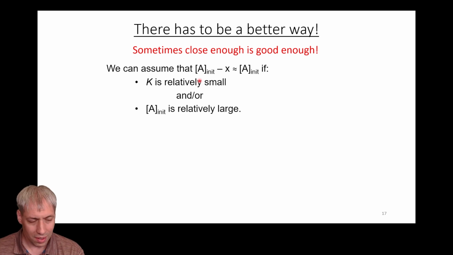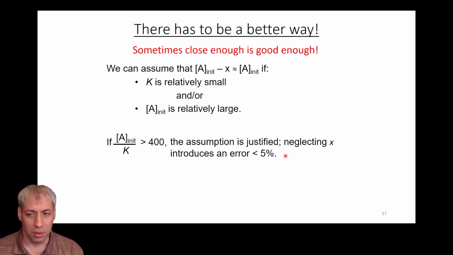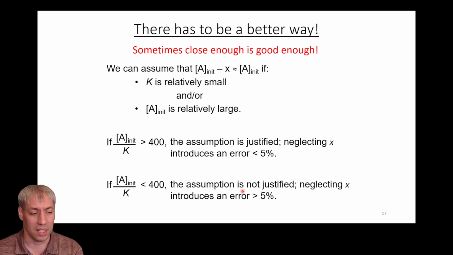And so sometimes we can simplify, saying, you know, if K is small and the initial concentration of a species is relatively large, this x change might not matter that much. Basically, if it's not going to convert a lot to products, then maybe we can ignore x in some of this math. And so one of the threshold values that people say is that if your initial concentration divided by K is greater than 400, then that x doesn't really change enough to matter. And so getting rid of that x only introduces less than 5% error. And that's where this 400 number approximately comes from.